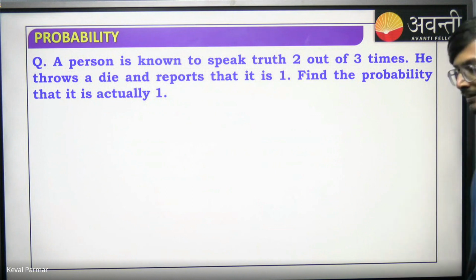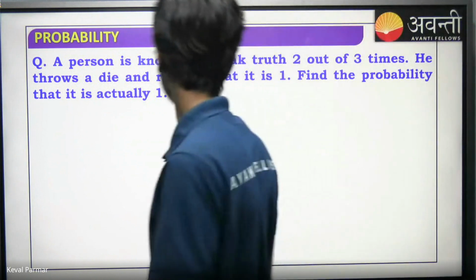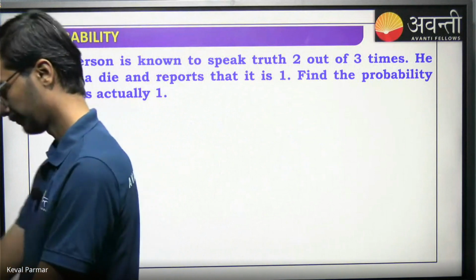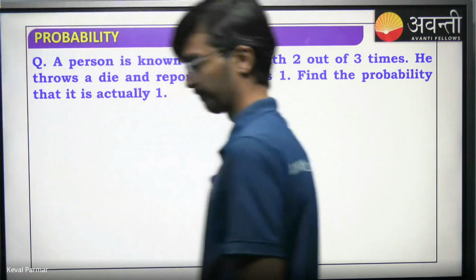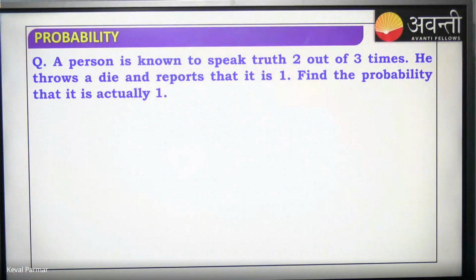A person is known to speak truth 2 out of 3 times. He throws a die and reports that it is 1. This might be a bit confusing, so let us simplify it. Find the probability that it is actually 1.